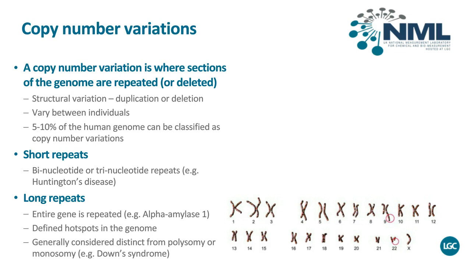In general, when people talk about CNVs, they're not talking about polysomy, although of course polysomy and monosomy are copy number variations. They're just at a chromosome level. And of course, an example here would be Down syndrome.